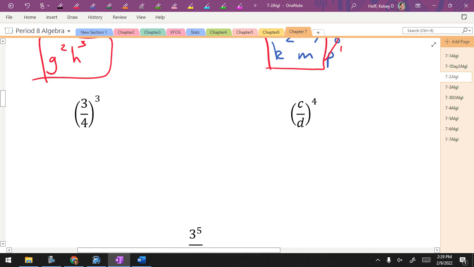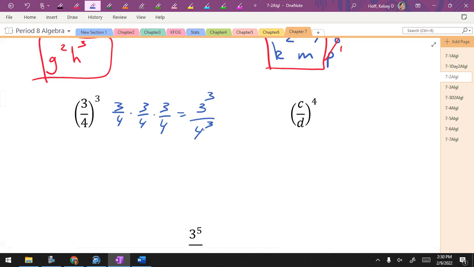Okay, another rule today is, what if I have a fraction with a power on the outside? Technically, 3/4 to the 3rd means that everything in that parenthesis is repeated 3 times. So it'd be 3/4 times 3/4 times 3/4. Or in other words, really that's 3 to the 3rd and 4 to the 3rd. So if you have a fraction inside the parentheses with a power on the outside, that power belongs to both the numerator and the denominator.